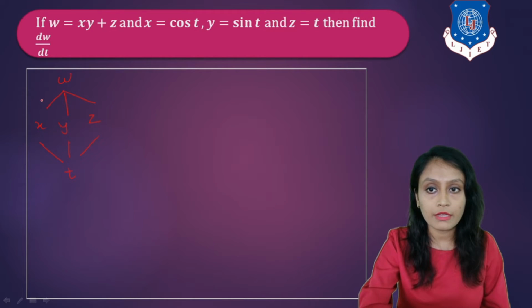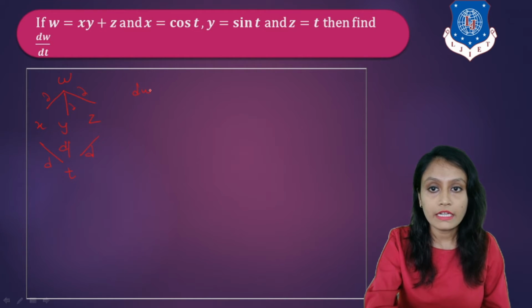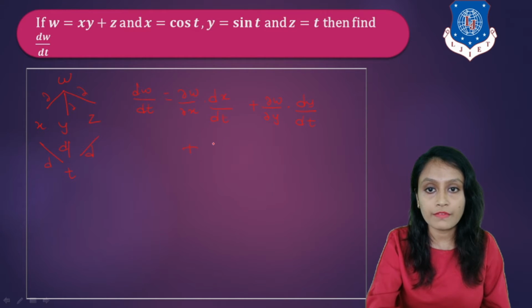Now here we have three variables, so we will write del, and here we have one variable, so we will write d. Now what we have to find? dw by dt. So the formula will be del w by del x into dx by dt, plus the next one, del w by del y into dy by dt, plus the third one from w to z, del w by del z into dz by dt.